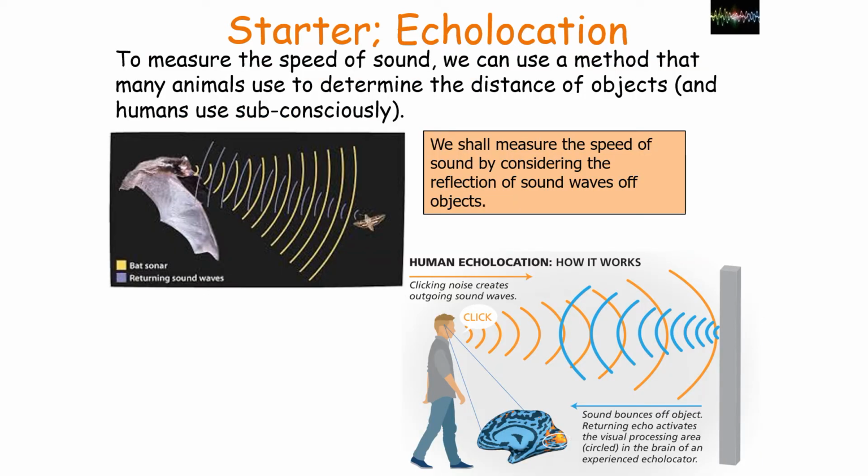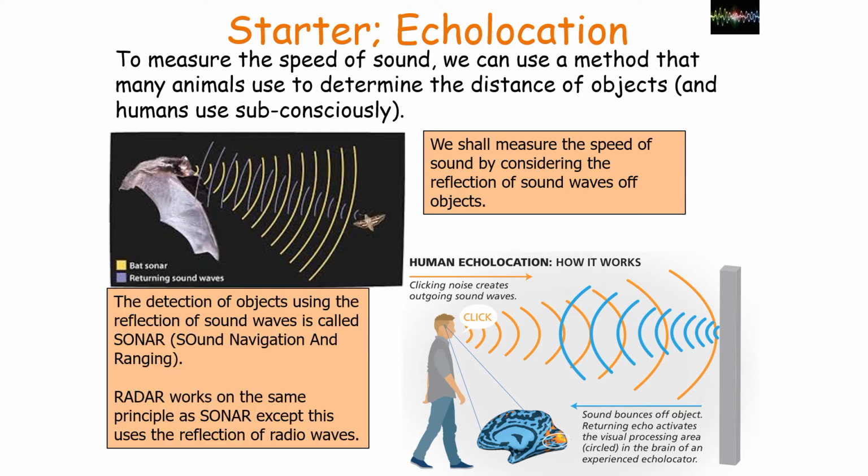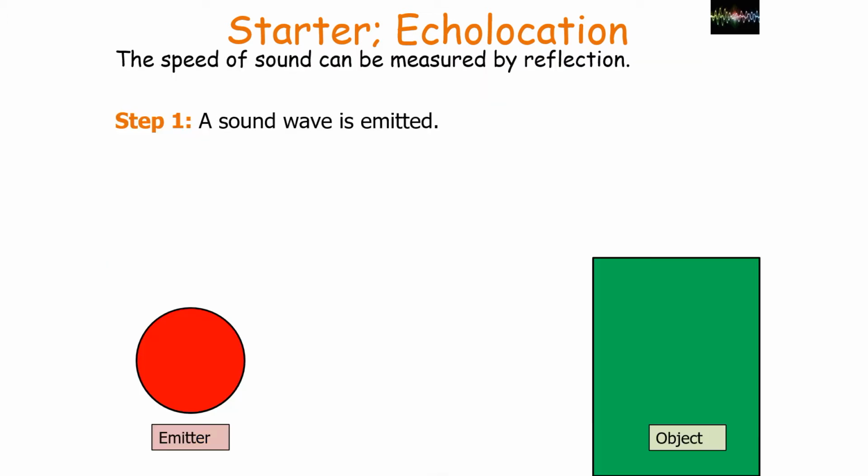Now, to measure the speed of sound, we can use a method that many animals use to determine the distance of objects from them, and humans use this subconsciously too. So we can measure the speed of sound by considering the reflection of sound waves off objects. The detection of objects using the reflection of sound waves is called sonar, sound navigation and ranging. Radar works on the same principle as sonar, except it doesn't use sound waves for the reflection, it uses radio waves.